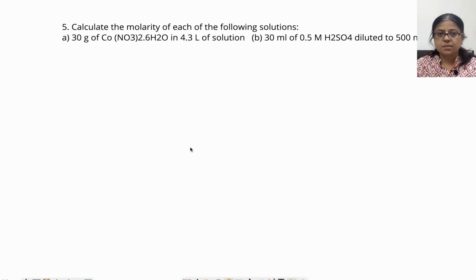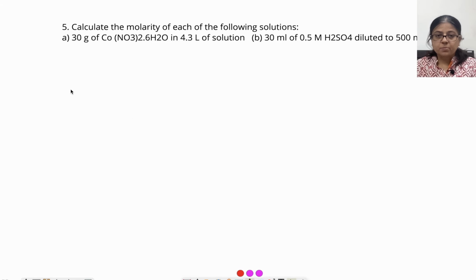Now the next numerical is calculating the molarity of each of the following solutions. So there are two parts to the question. In the first part, there is a mass of cobalt nitrate in the hydrated form, and it is present in 4.3 liters of the solution. How to calculate the value here?